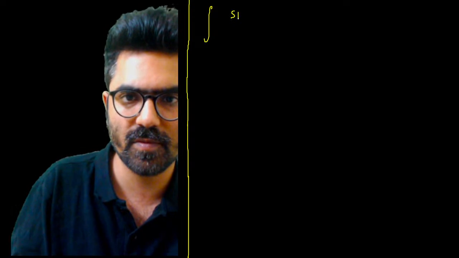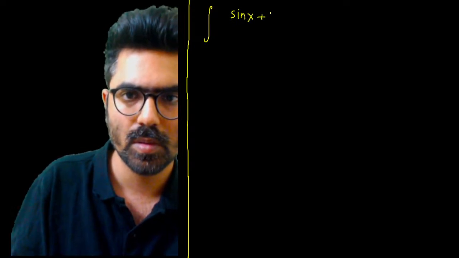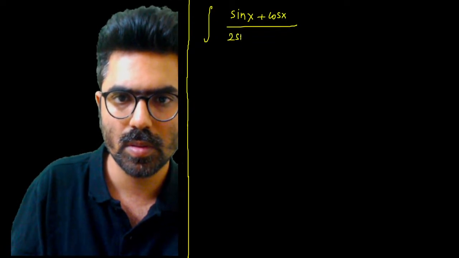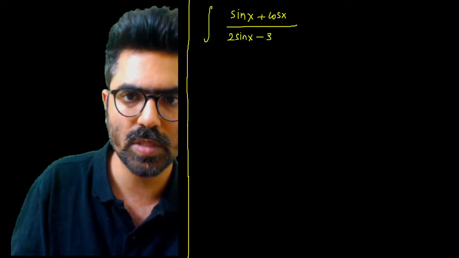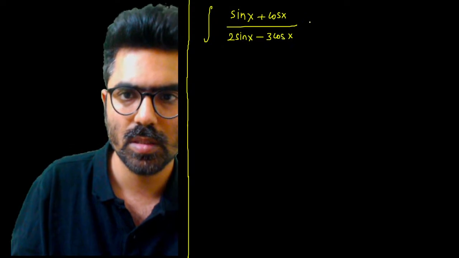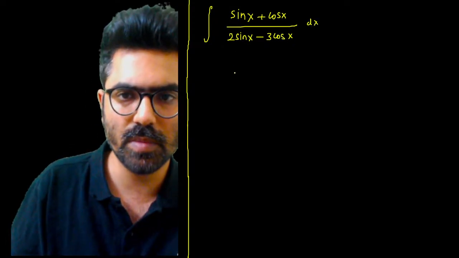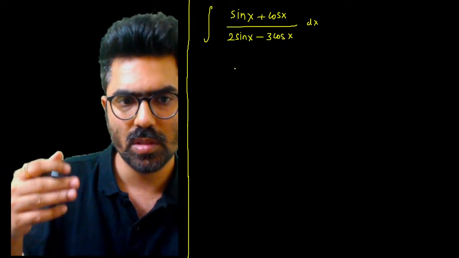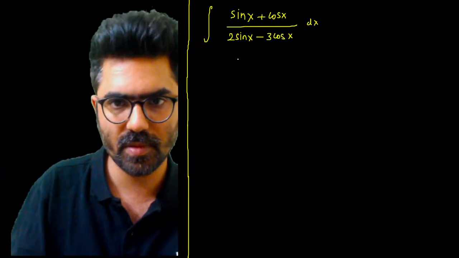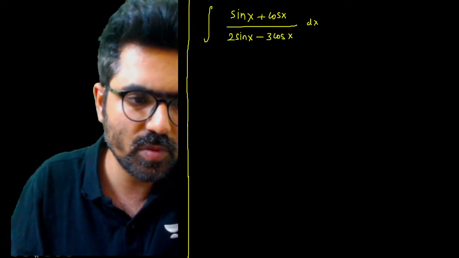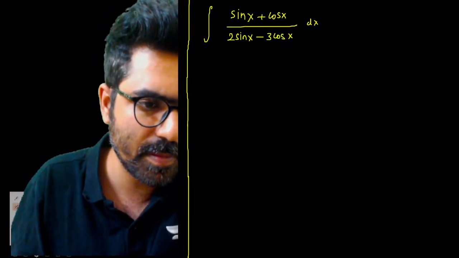We have less time, so we'll directly start with the next question. We have to find the integration of (sin x plus cos x) upon (2 sin x minus 3 cos x). Let's say this is the question. It is a little lengthy, but I'll solve up to a certain stage so that you can understand. We'll go slowly for this particular question, so do focus on this properly.